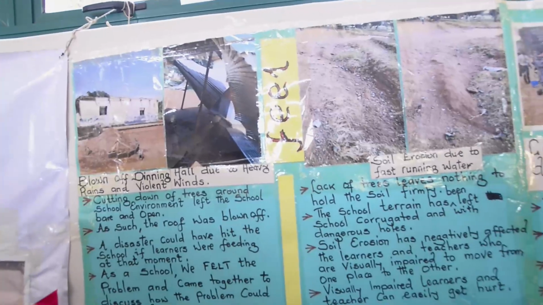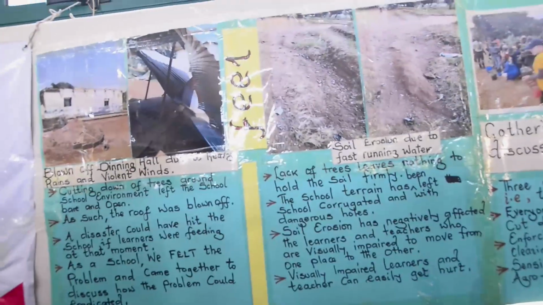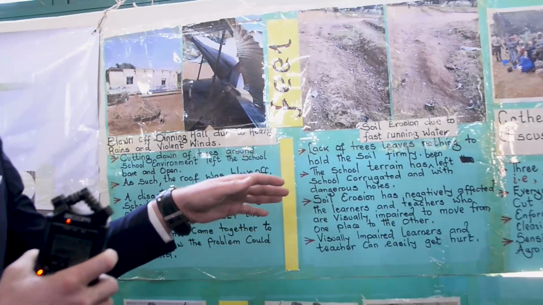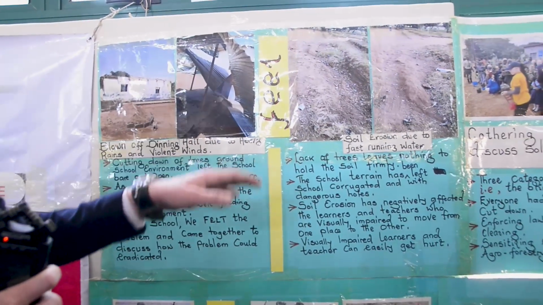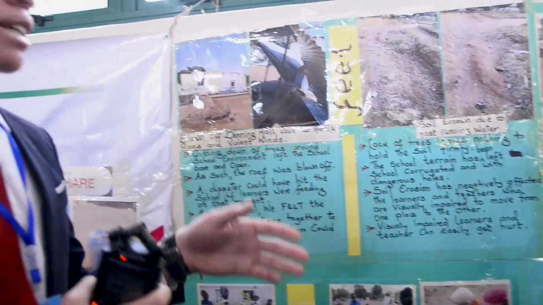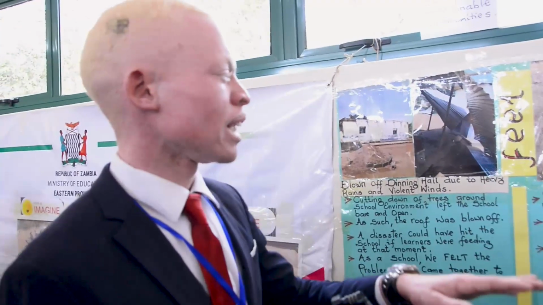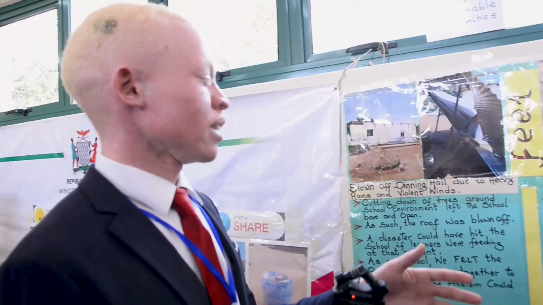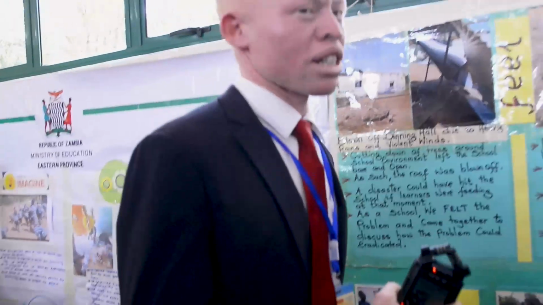Another one is high temperature. High temperature affects the people who are living with albinism, teachers and pupils. A good example is me and my friends. We are being affected when we spend a lot of time in the sunlight. Our bodies are being burnt. As a result, we can suffer from skin cancers.